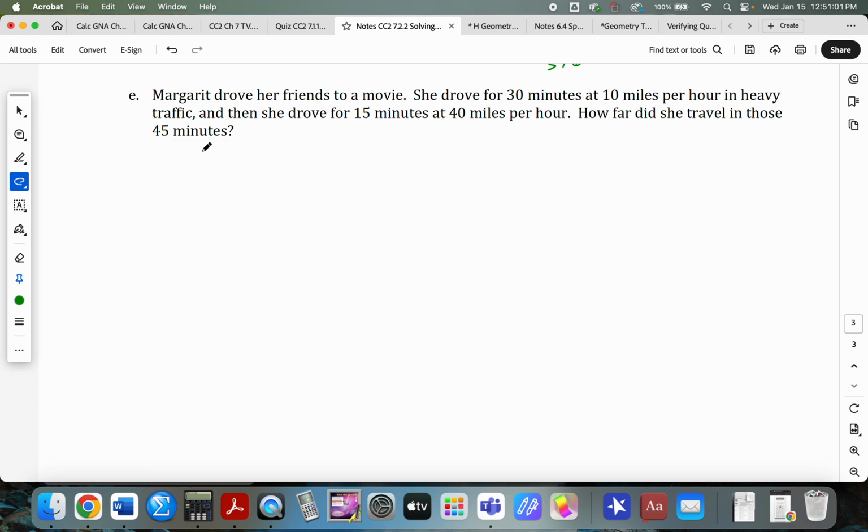So how far did she travel? So the distance she traveled, T, is going to be, it's 30 minutes at 10 miles per hour. Well, we have a problem there. The rate is in miles per hour, but the time is in minutes. We need them to be the same. So 10 miles per hour times 30 minutes is how much of an hour? Times a half an hour.